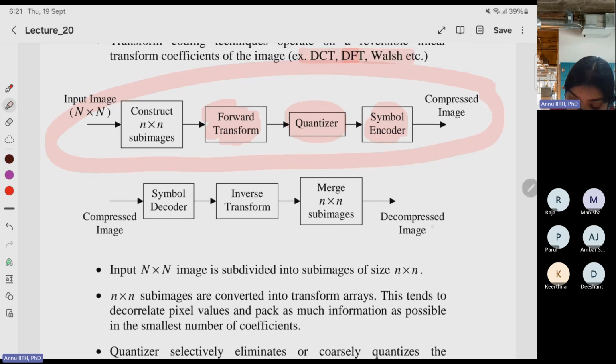When we want the decompressed image, the input is the compressed image. It is passed to a symbol decoder, then the inverse transform. The transform means what? Can anyone tell me what the transform is here?